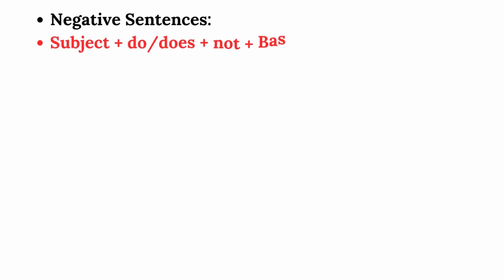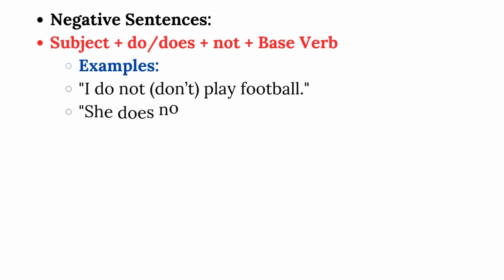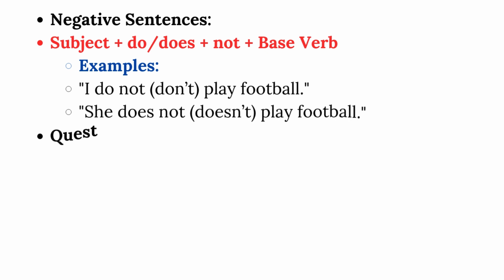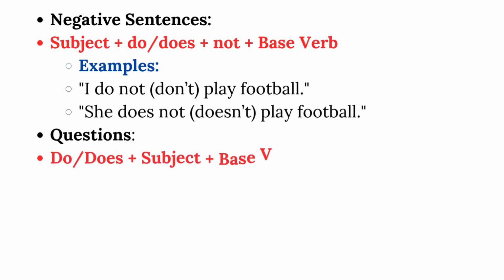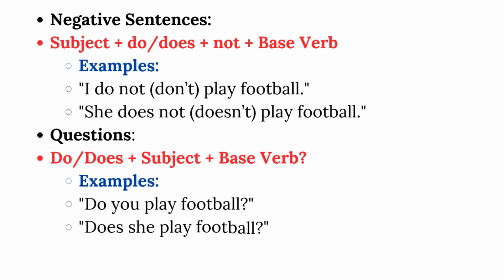Negative sentences. Subject plus do or does plus not plus base verb. Examples. I do not, don't play football. She does not, doesn't play football.